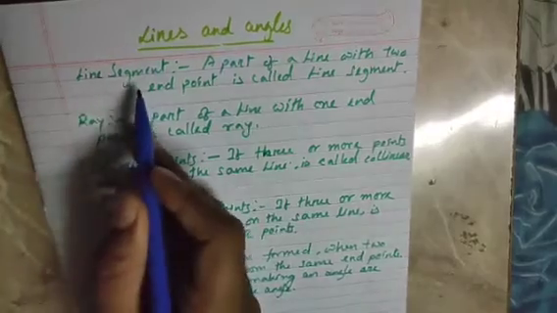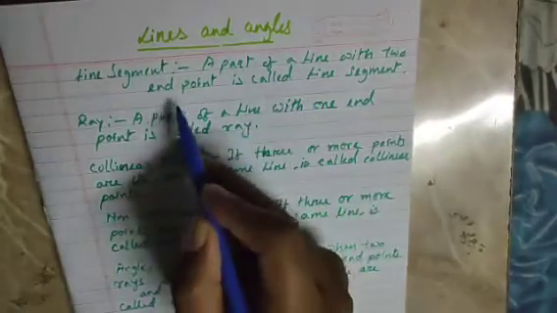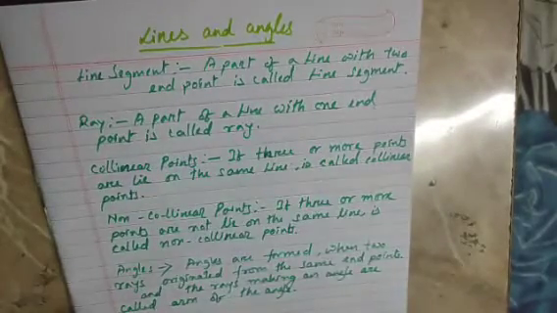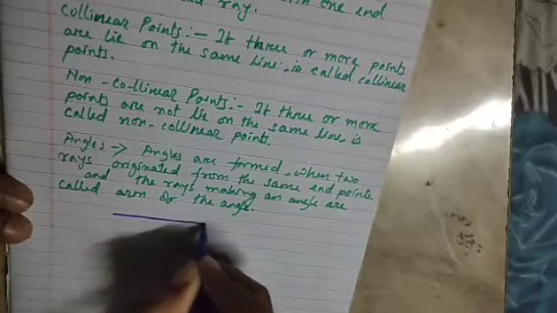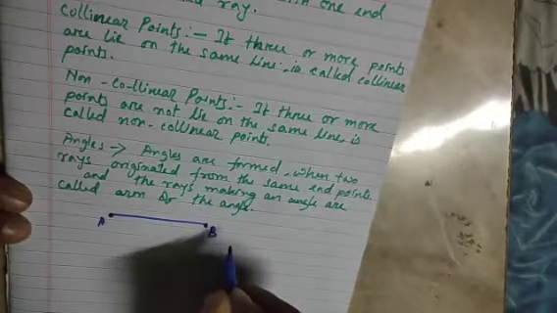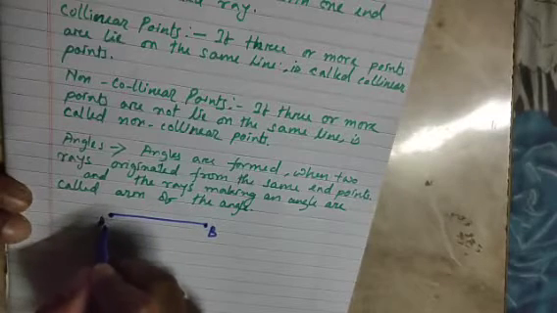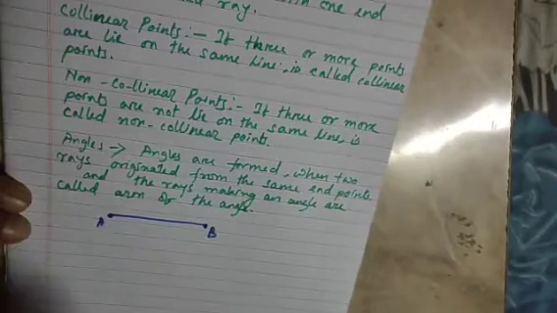First one, line segment. A part of a line with two end points is called a line segment. How do we understand this? Suppose we take a line like this. Here it is A and here it is B, so this is one end point and this is also an end point. So there are two endpoints, A and B, and this is known as a line segment.